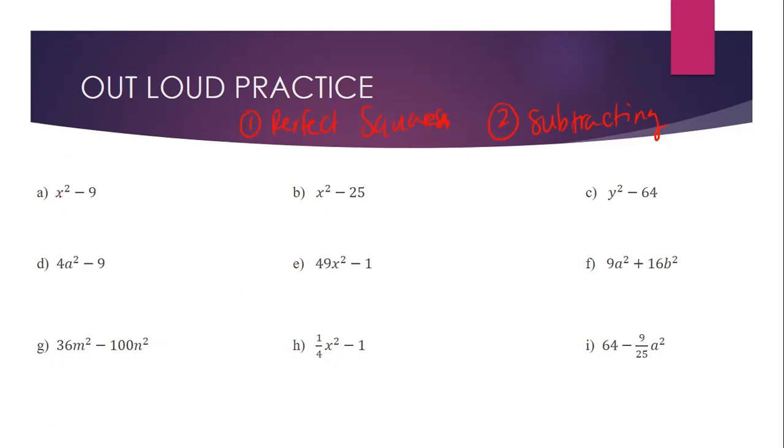So for example, x squared and -9: x squared and 9 are perfect squares. Check. Is it being subtracted? Check. So therefore my factors are x minus 3 and x plus 3. All right. So at your table, I want y'all to talk out loud about what the factors are of the remaining 8 polynomials, and we'll go from there.